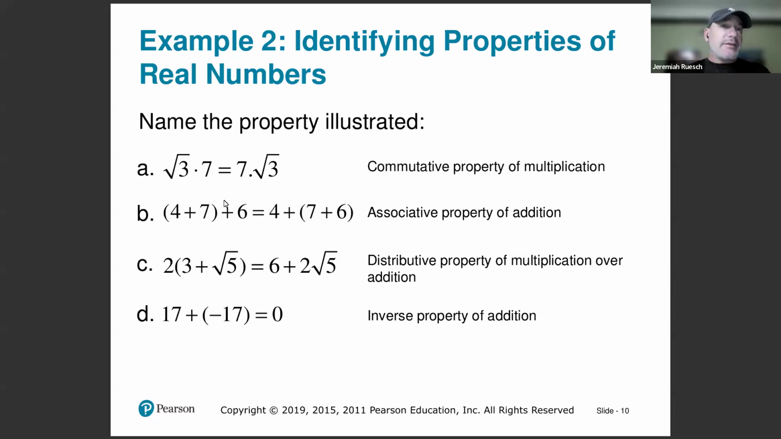Okay, and then finally, 17 plus the opposite of 17. Well, this is the inverse property. We're getting back to the identity here under addition. So identifying the properties here can help you do and undo problems. This is really helpful for solving and for simplifying and combining terms.